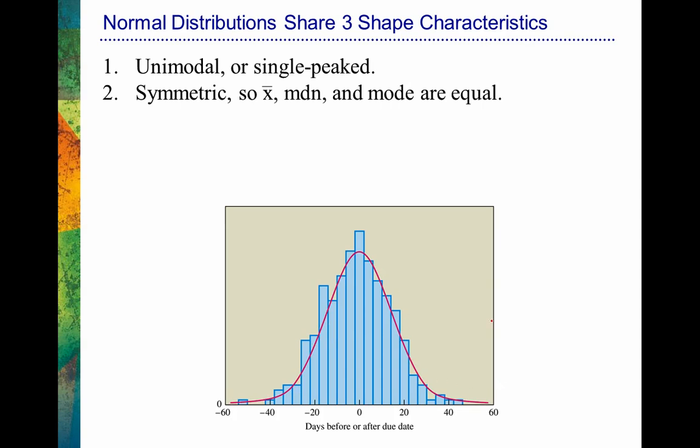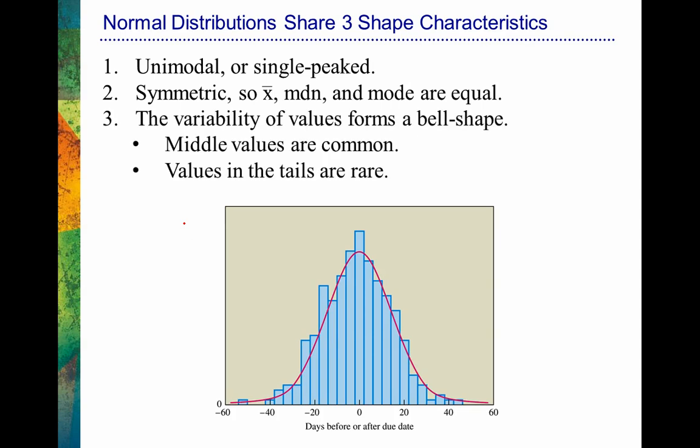If we have a symmetric distribution, it means that the mean, our sample mean, x bar, the median, and the mode will all be equal. So right here, right at this 0 point, when babies are being born at their due date, is where we find the mean, the median, and the mode of our data in a symmetric normal distribution.